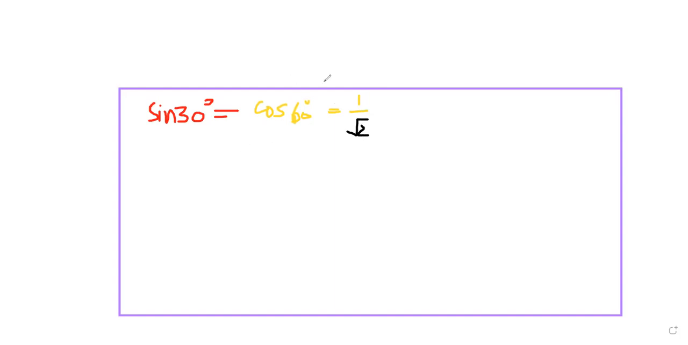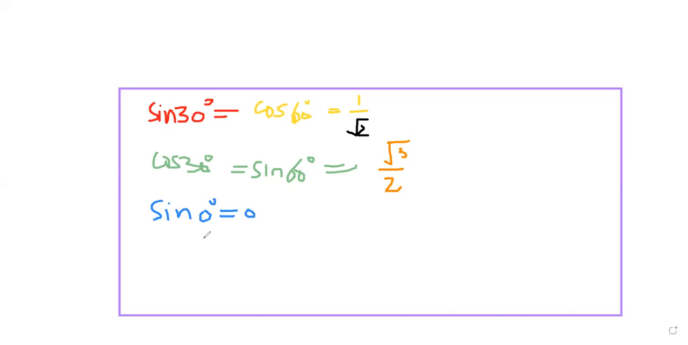Similarly, if I write the value of cos of 30, cos of 30 will be equal to sine of 60, and this will be equal to square root 3 over 2. This is the value of sine and cosine angle. Similarly, we know that sine of 0 degree will be equal to 0. Similarly, cos of 0 will be equal to 1.